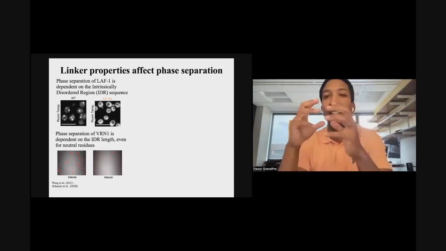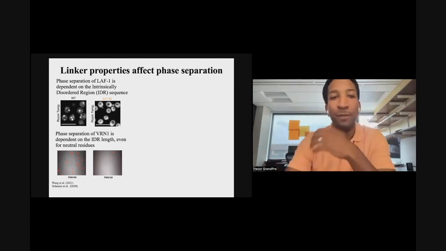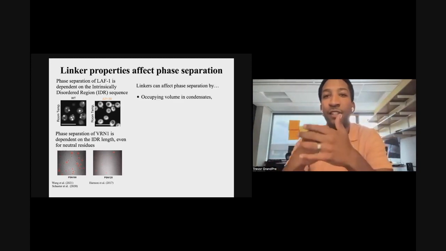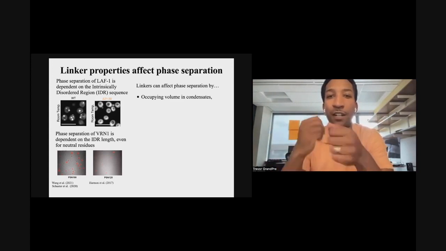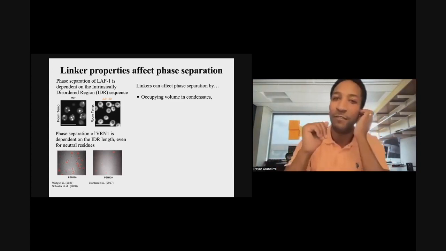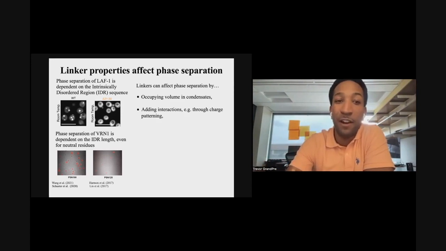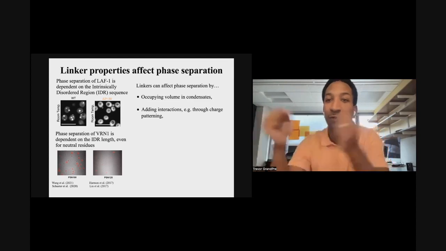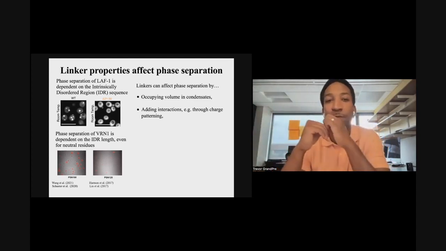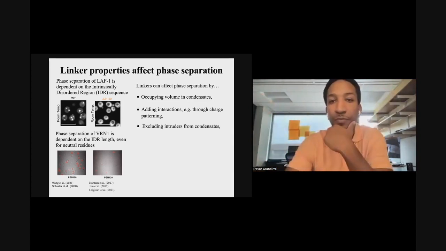So this is just to highlight where I'm going with this in my talk, which is that linkers can affect these biomolecular condensates in several ways. One is by occupying volume in condensates, and another is by adding interactions. So for instance, there could be charge patterning. They could be charged, or by linking, keeping stickers together as in a polymer form.